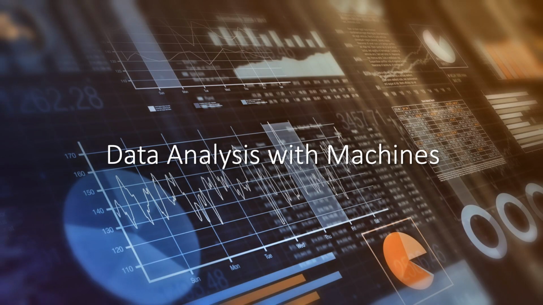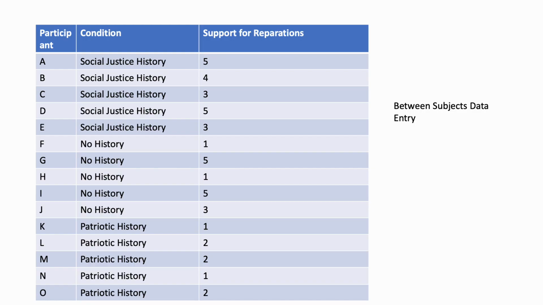Let's do our data analysis. This was our data entry for between subjects designs. We're not going to do it this way, but I want you to see this, right? One row per participant. Each participant was in one condition and gave us one DV. So I have what condition they were in and what their score for reparation support was. I'm going to use the same data. I'm just going to assume that the first person in each condition is the same, the second is the same, and so forth.